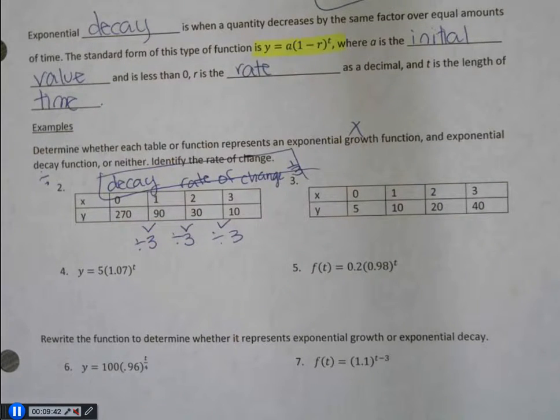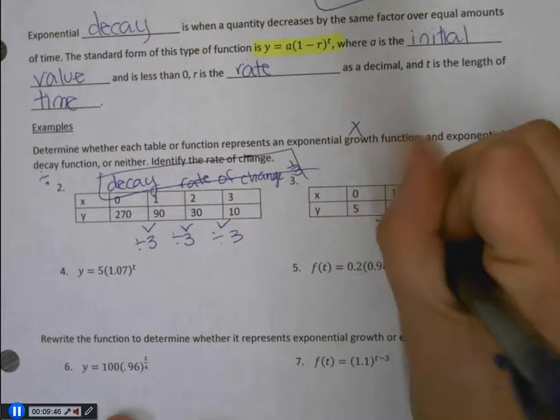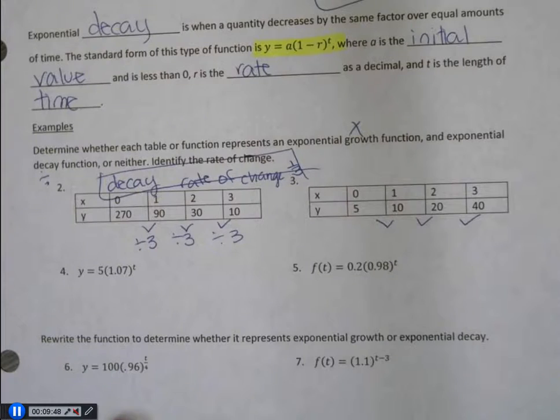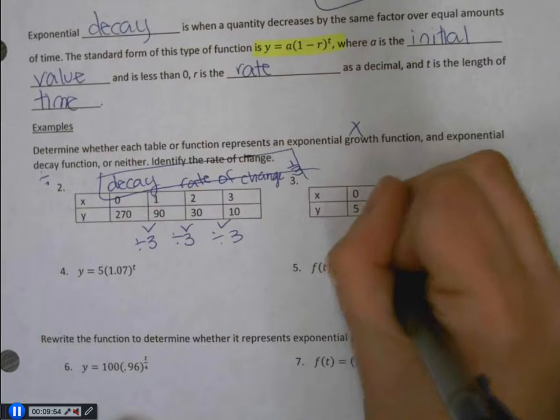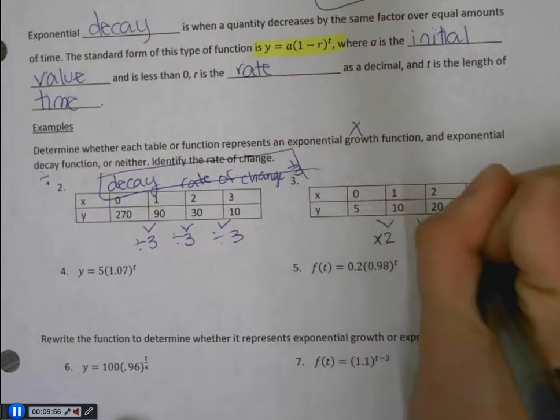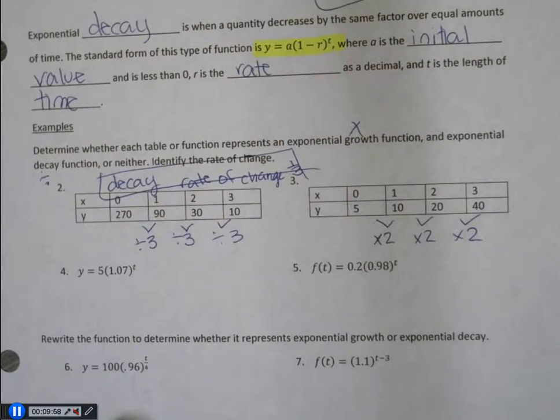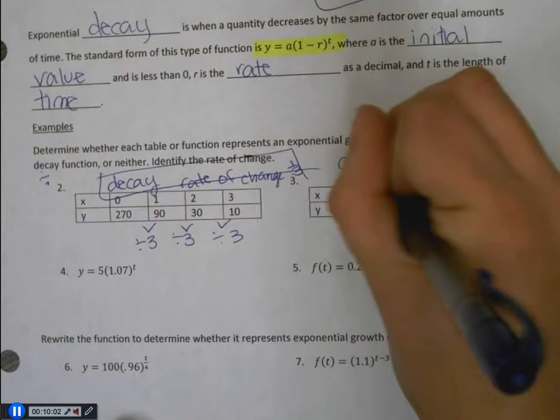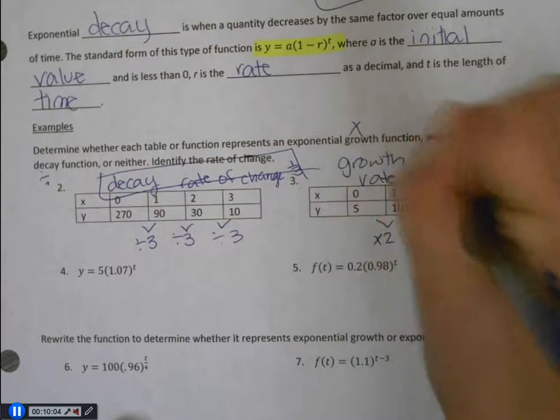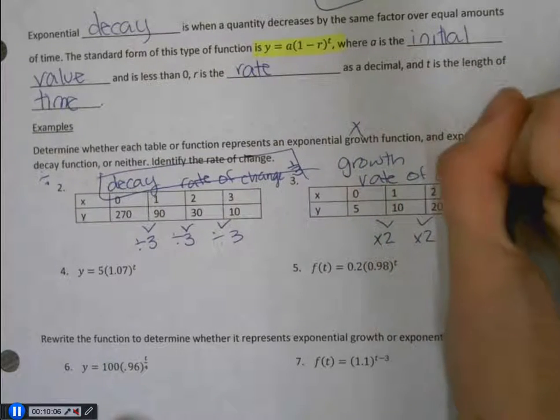Okay, then I want to look at number 3. How are these changing? Times 2. So this one is going to be growth. And my rate of change is going to be 2. When it's multiplying, it stays the number.